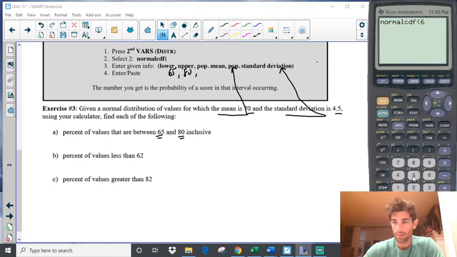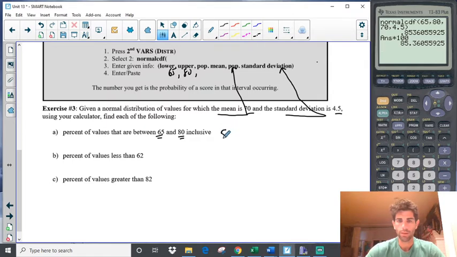So I'm going to be doing 65, then 80, then 70, and 4.5. I hit enter, and it's going to give me this number here. I would multiply that number by 100, and 85.3, we'll round it to the nearest percent. So I'm going to say 85%. So 85% of the people would be between 65 and 80.